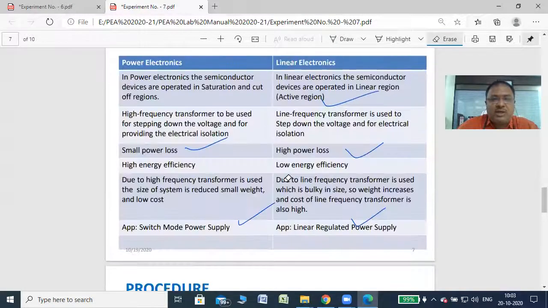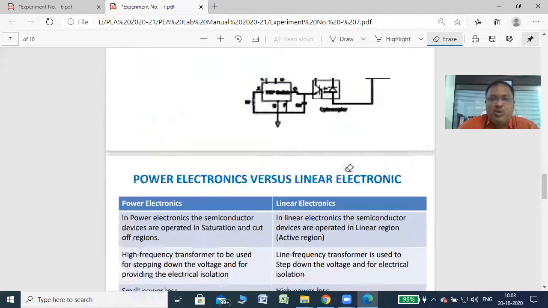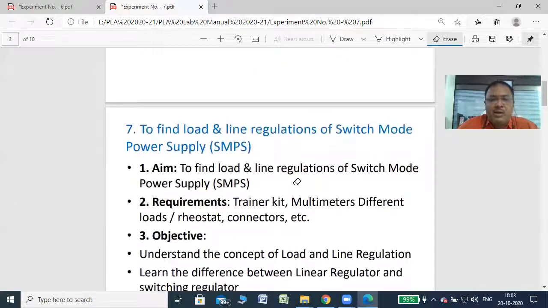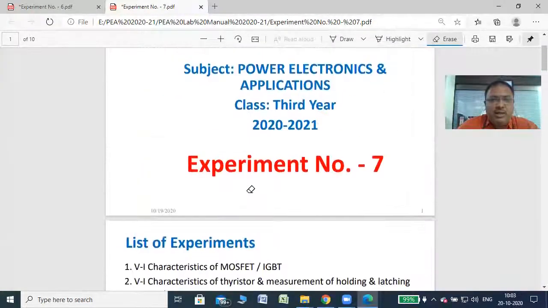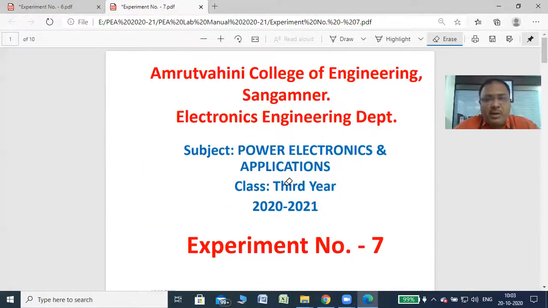So these are some conclusions you can write on your own after seeing the demo of this particular practical. So this is about the theoretical part. Now we will see the actual working of this circuit.